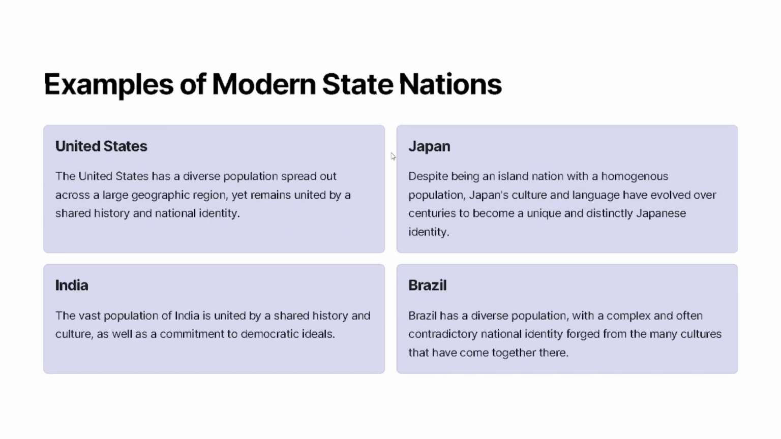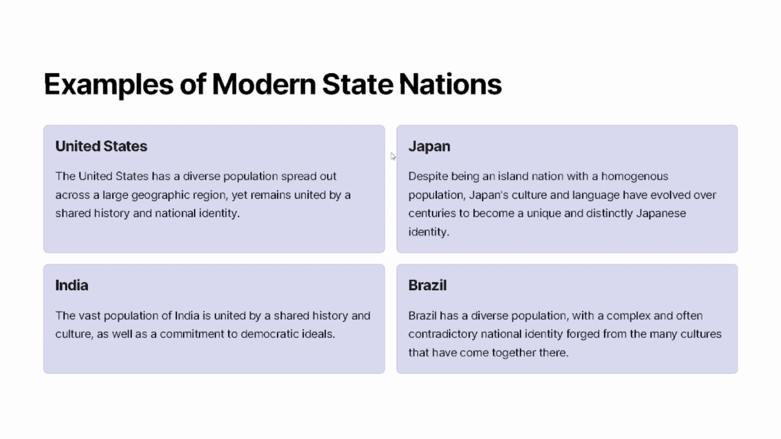Examples of modern state nations, you can say, are the United States. United States has a diverse population. You can see black population, white population, brown population. United States has a very diverse population and a large geographic region that remains united by a shared history and national identity. Japan, being an island nation with a homogeneous population, has a culture and language that have evolved over centuries to become a unique and distinctly Japanese identity.